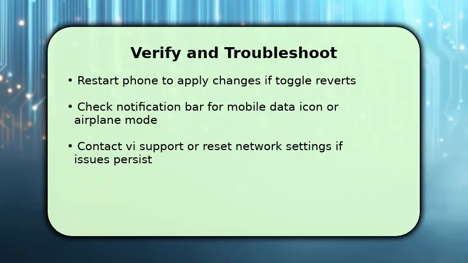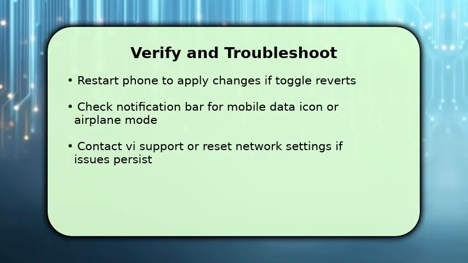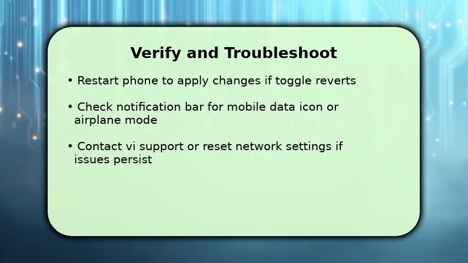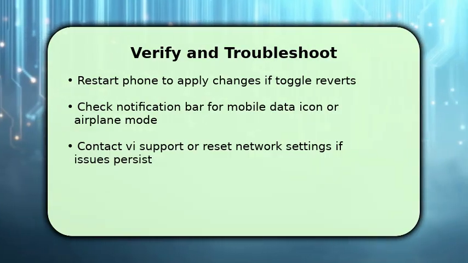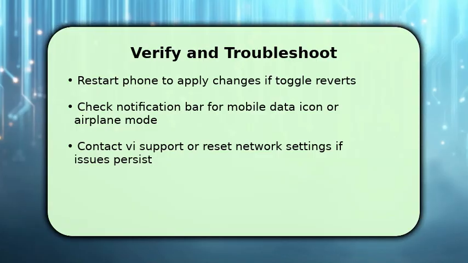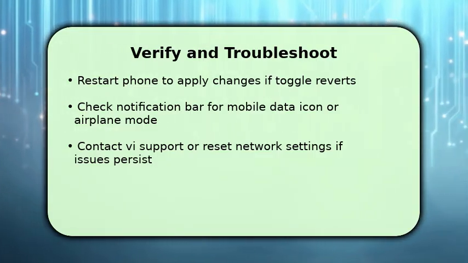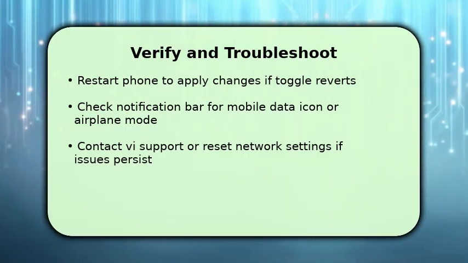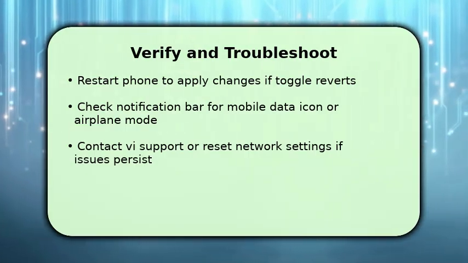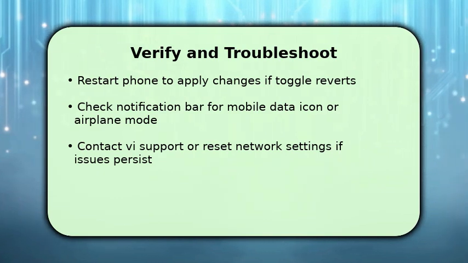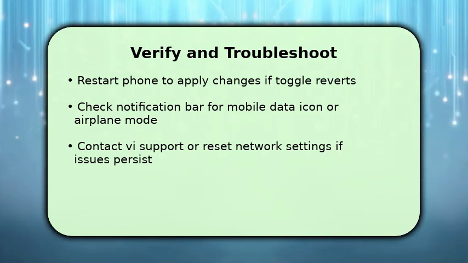Then check the notification bar to see the mobile data icon behavior. Once done, restart the phone if the toggle seems to revert. Rebooting forces the system to apply network profile changes. If the setting won't stick, make sure airplane mode is off and then reset network settings or contact Roman 6 customer support. These steps resolve SIM profile or carrier-side provisioning problems when turning off roaming fails.